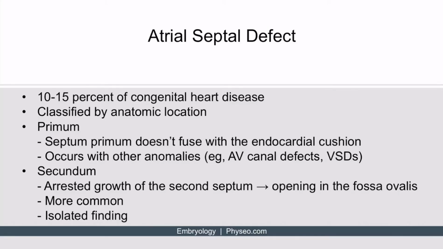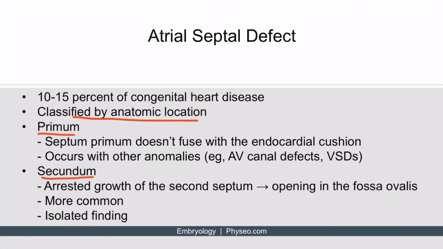Atrial septal defects account for about 10 to 15% of congenital heart diseases. They're classified by their anatomic location and result in communication between the right and left atria. Primum ASDs develop when the septum primum does not fuse with the endocardial cushion. Additionally, they occur with other congenital anomalies, such as atrioventricular canal defects and VSDs.